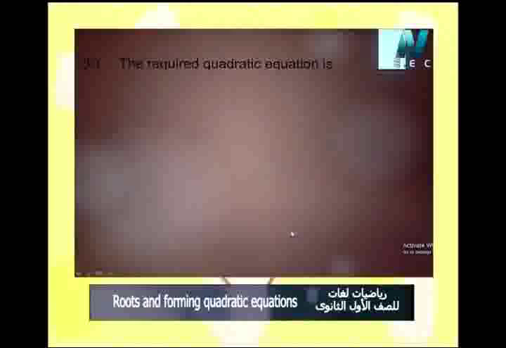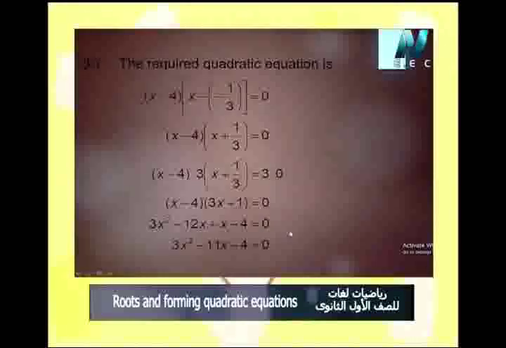The required quadratic equation is, yes, we have here x minus 4 and x minus negative 1 over 3. X minus 4 as it is, negative times negative equals positive, so it's x plus 1 over 3. We have two roots here, x minus 4 multiplied by x plus 1 over 3.